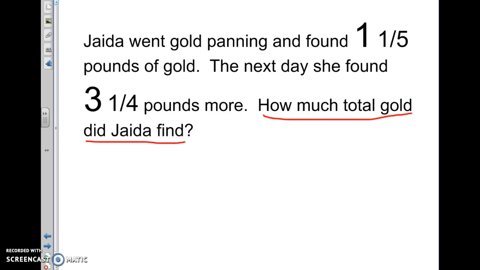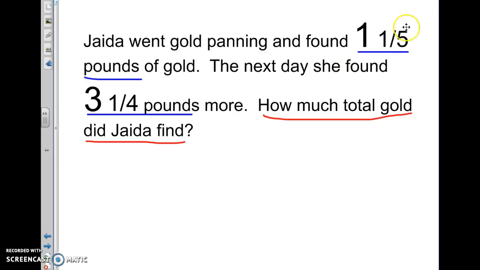And I should say we should look at the important information here. So she found 1 1/5 pounds. And then the next day she found 3 1/4 pounds. So what kind of math operation are we going to use for this? We're going to be adding them together, right?